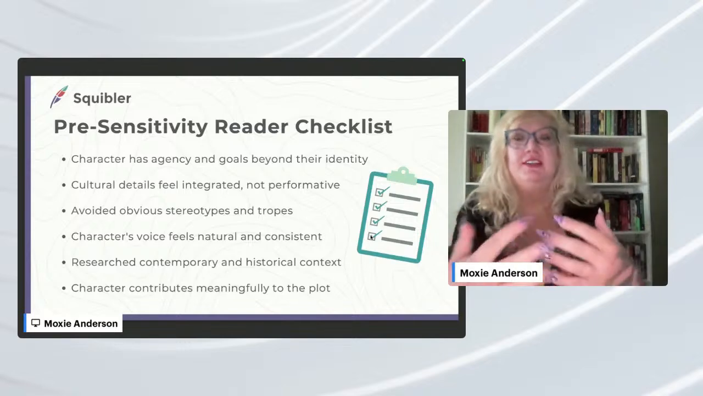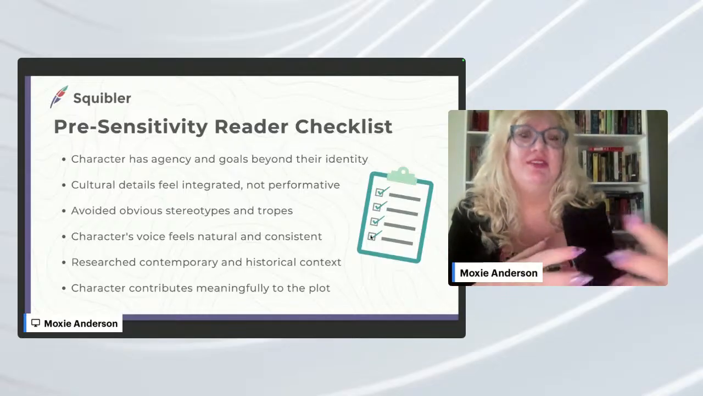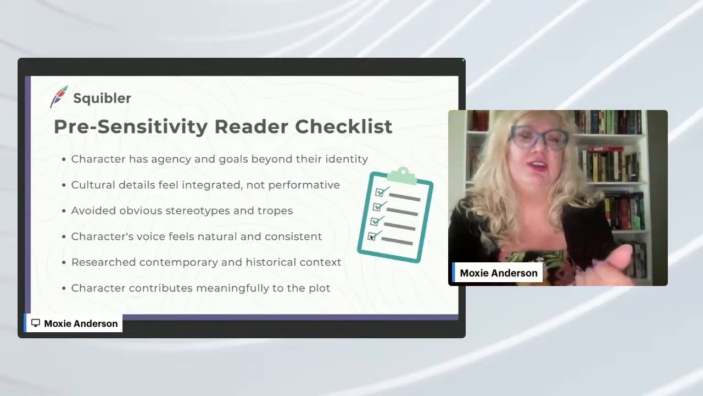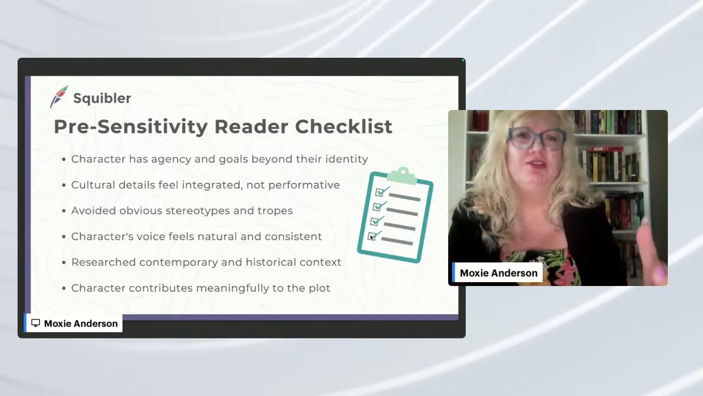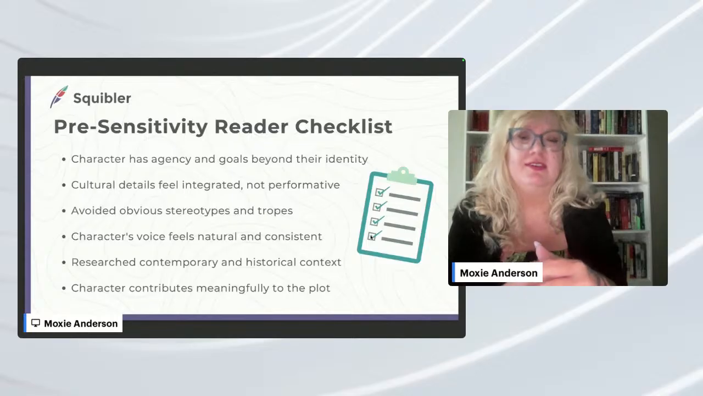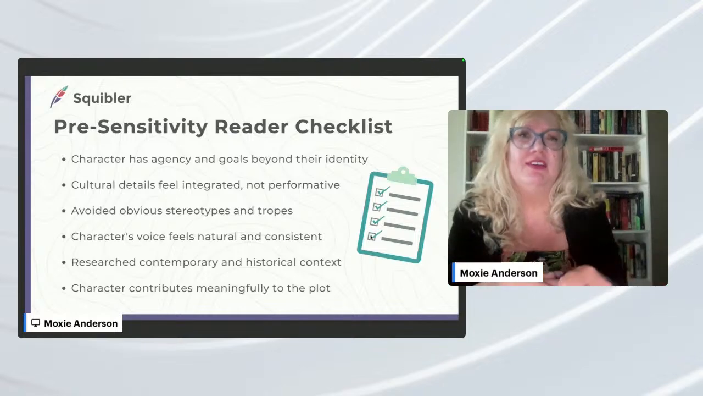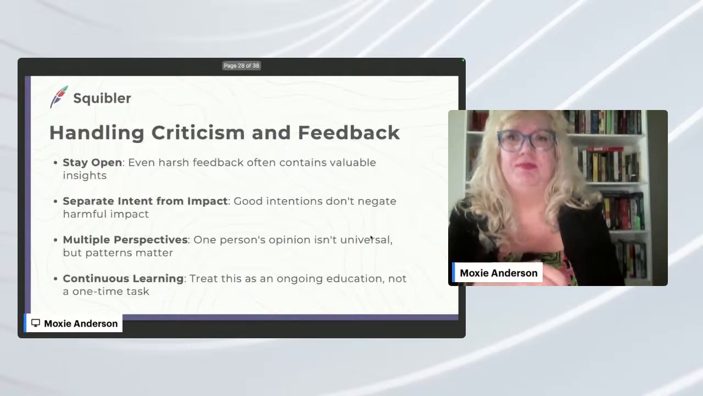It's also a good idea to have a checklist prepared if you're going to work with a sensitivity reader. One thing you can ask is if the character has agency and goals that go beyond their identity. You can ask if the cultural details feel integrated and not just performative, if you have avoided obvious stereotypes and tropes, and if your character's voice and dialogue feel natural and consistent. Ask if it feels like you've researched contemporary and historical context without overwhelming the reader. And ask if the character that you're including contributes meaningfully to the plot.